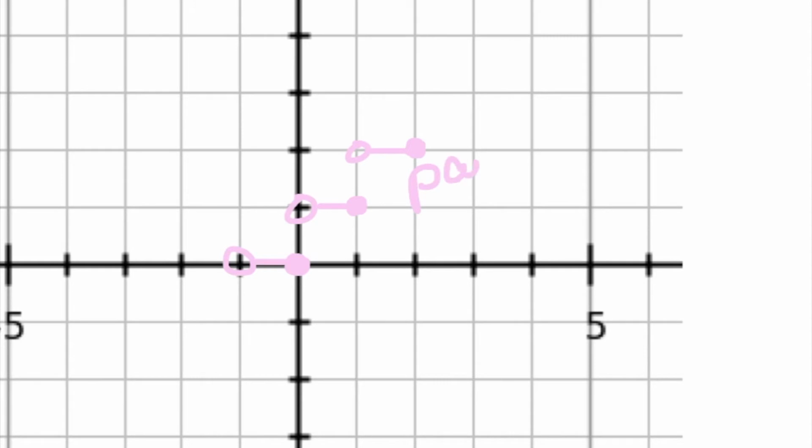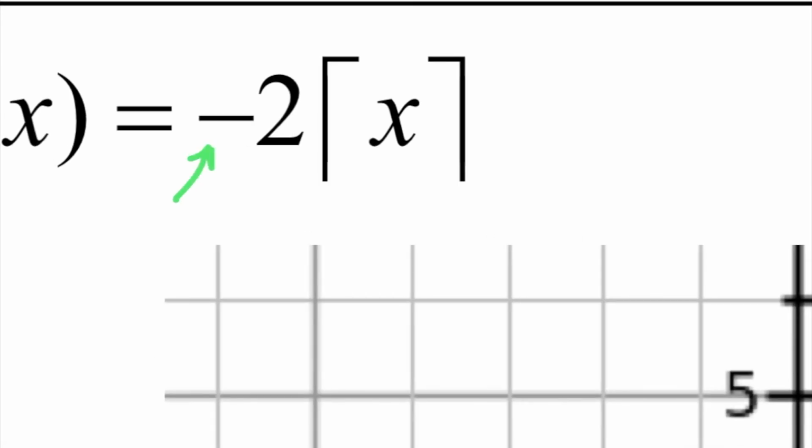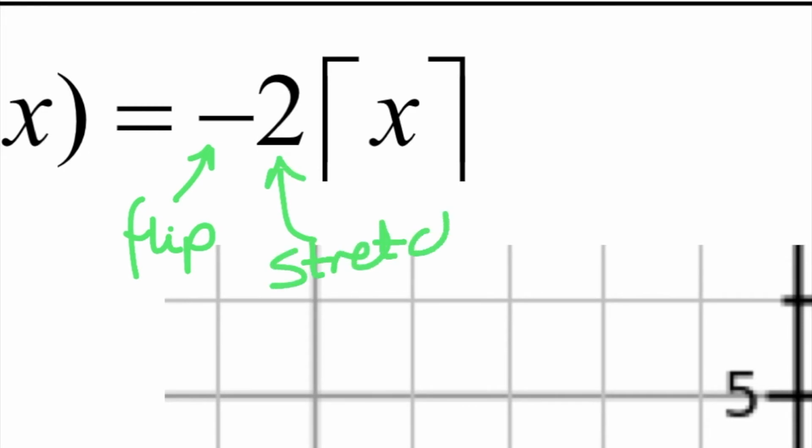So this is the parent ceiling function. But we want to flip that. Let me make a little note here that this is a flip and this is a vertical stretch.